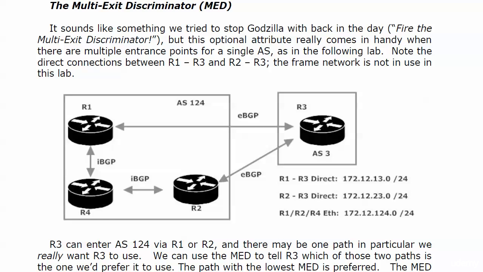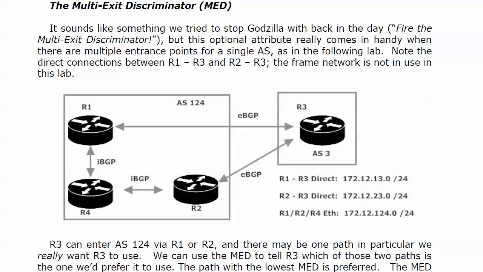But let's take a look at this lab that we're going to run. I already have the adjacencies in place. I've tested those, and we've got a couple of routes advertised. I know you know how to do that, so I didn't want to take time up here on the screen going through that again. But please note that we're not using the frame cloud in this lab. We have direct connections between routers 1 and 3, direct connections between routers 2 and 3, and routers 1, 2, and 4 are sharing an Ethernet segment.